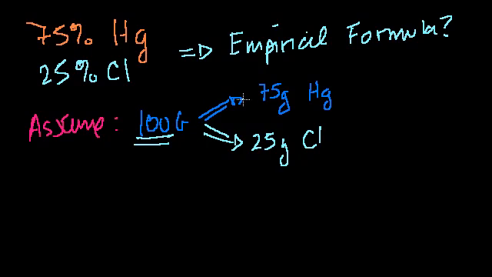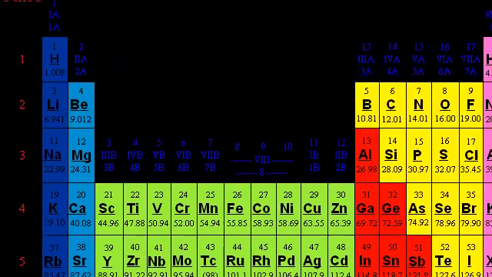So the question is, in 75 grams of mercury, how many moles of mercury do I have? I need to convert from grams to moles, so let's go the other way. 1 mole of mercury, this is at least how my brain thinks, is 6.02 times 10 to the 23 mercury atoms. What's the mass of that? It's equal to whatever mercury's mass number is, in grams. So let's go look up mercury's mass number.